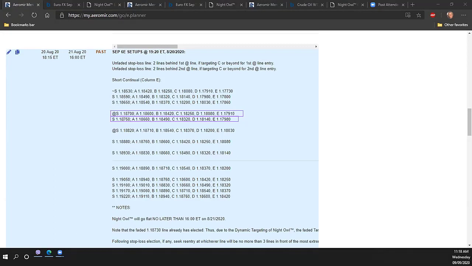Once upon a time, Night Owl used a technique called sashaying, whereby if a secondary line would elect, such as this 1873 as a secondary line to the at line, which is the primary line, an entry at 1873 would seek a target of 1868, 2-tick fade, to then replace the at line.